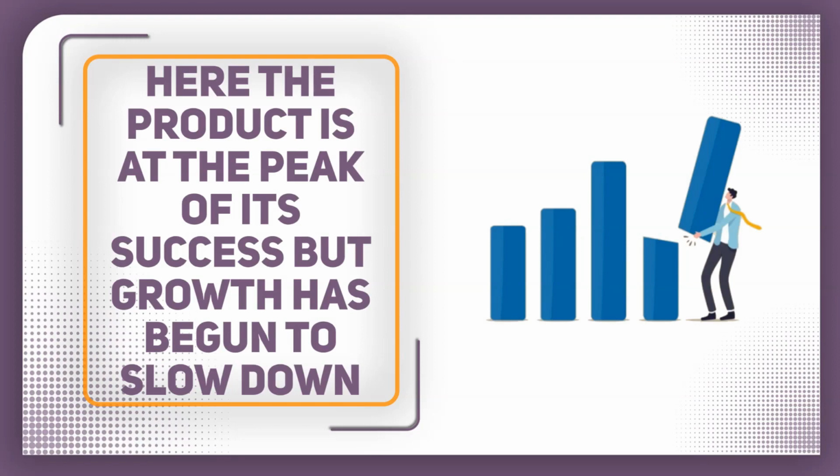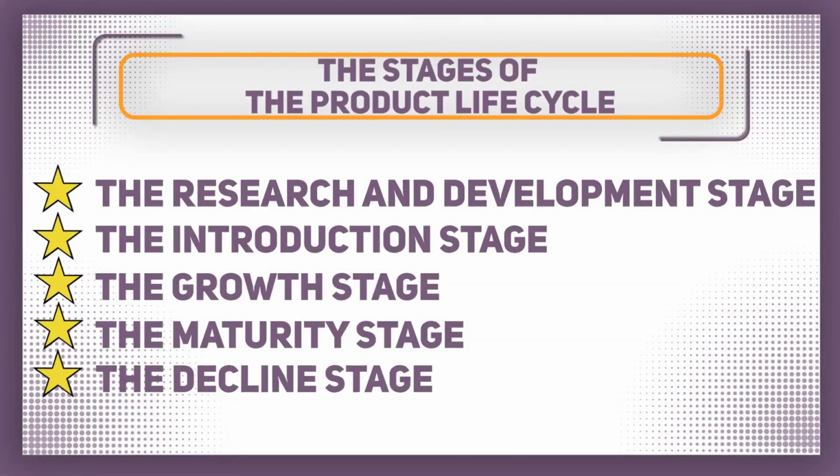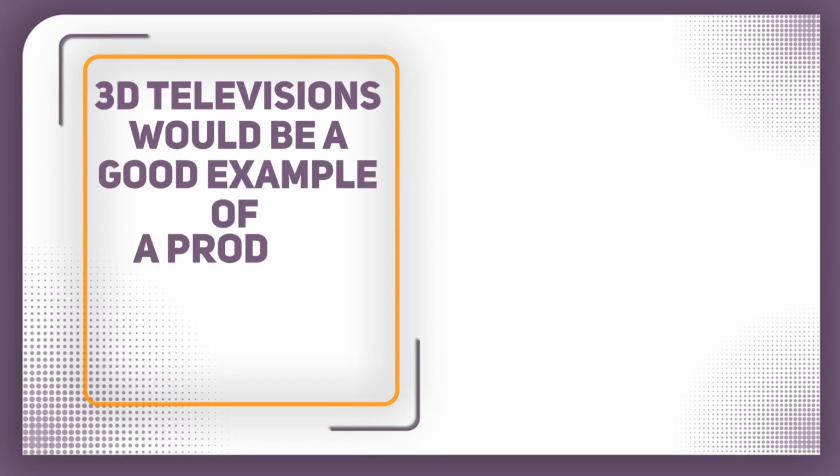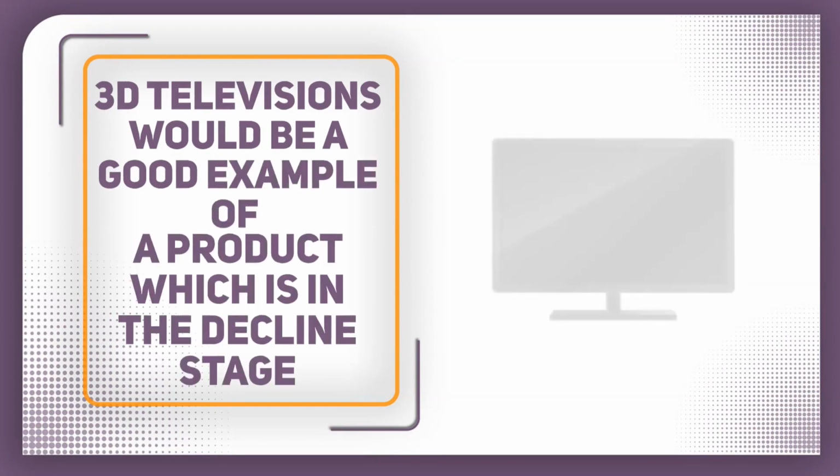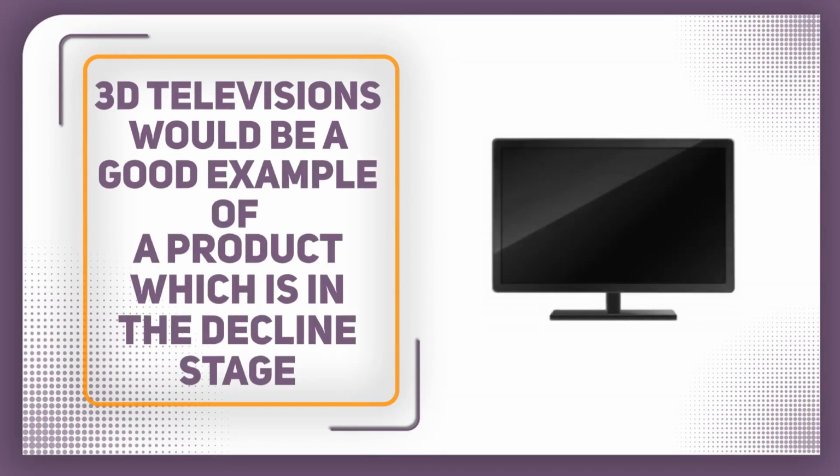Finally, if your product is no longer cutting it or you are unable to keep up with your competitors, your product may enter the decline stage of its life cycle. 3D televisions would be a good example of a product which is in the decline stage as sales of these units continue to fall. Unfortunately, there's no magical answer or perfect strategy on what to do to make your product survive in the market and stay there forever.